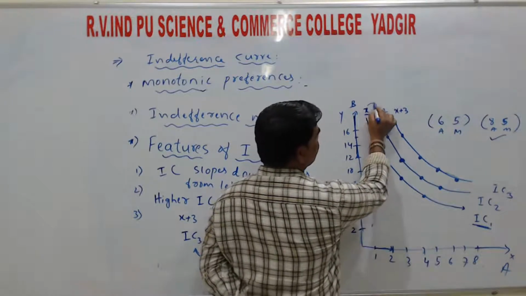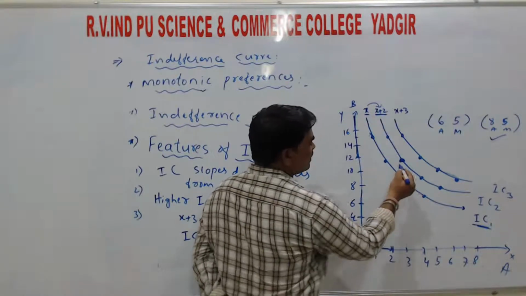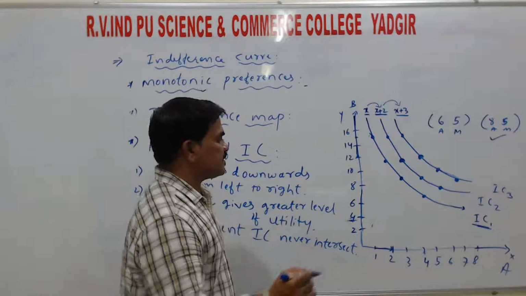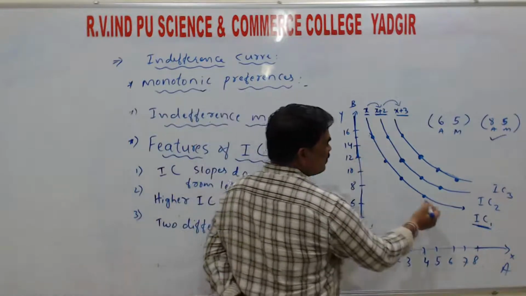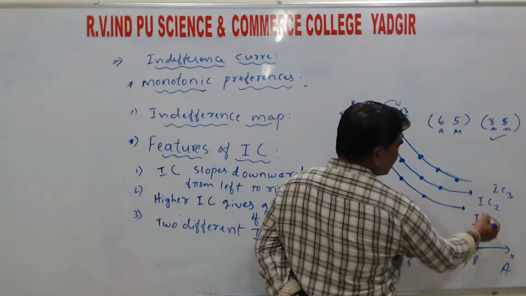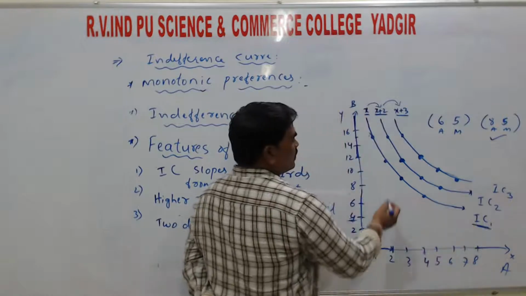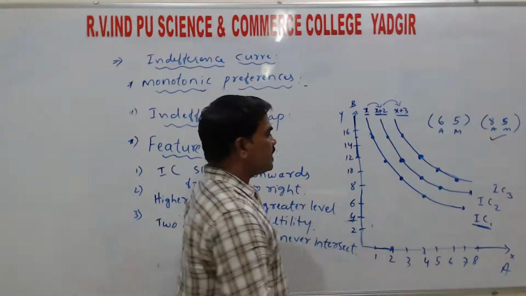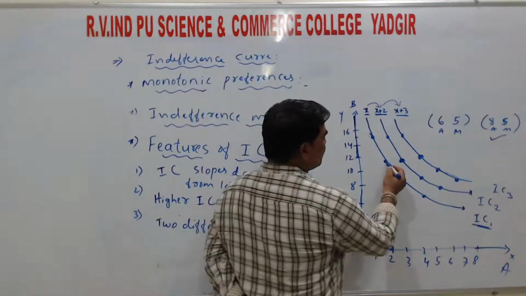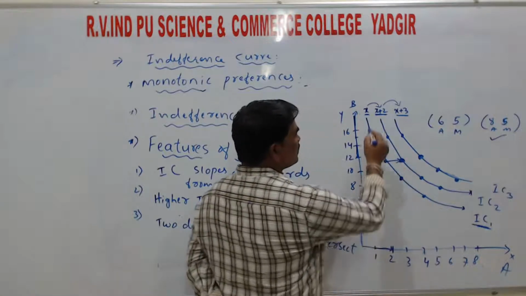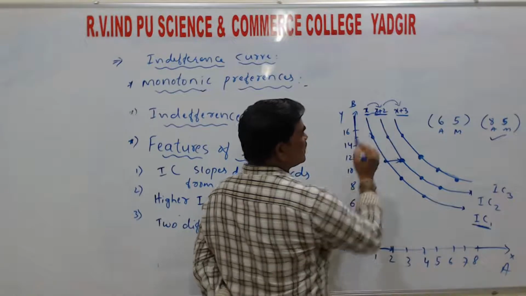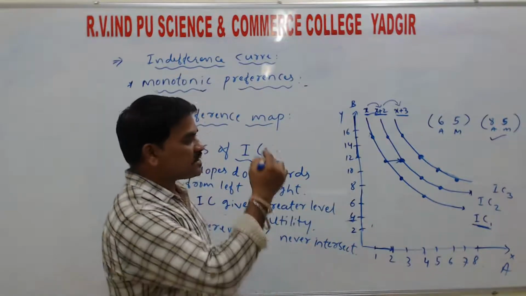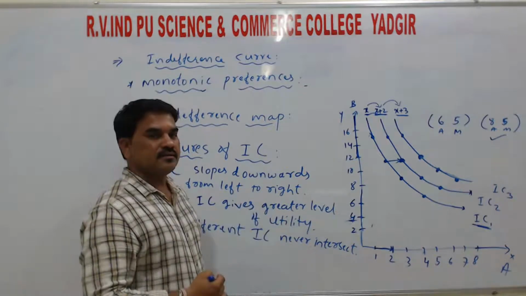Two different IC curves never intersect, we know that. We have two different IC curves, IC1, IC2. Are these two curves intersecting? No, correct? Because when we move to a higher IC curve, the satisfaction level is also higher. What happens if these IC curves intersect? You will see that.